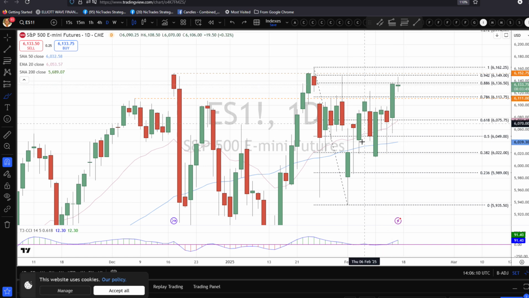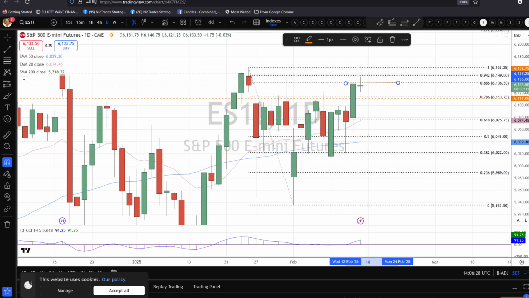So every fib from this high to low, all of these fib levels, there's 236, there's 38.2, there's 50% in the middle. All of these levels have been really, really well respected. So we reversed at this 786. Now we've gone up higher to this 886.